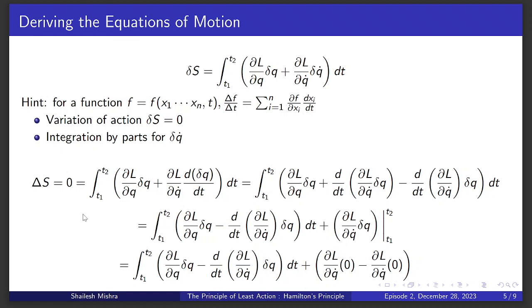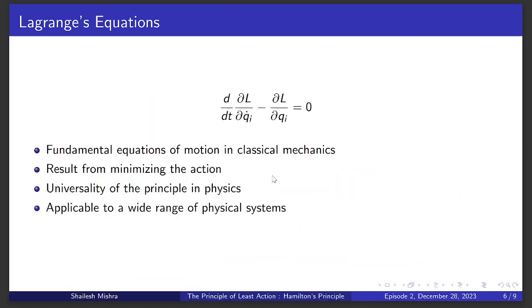Continuing with our derivation, after performing integration by parts, we are left with an integral expression and a boundary term. Due to the specified boundary conditions, delta q of t1 equals delta q of t2 equals 0, the boundary term vanishes. This leaves us with an integral that must equal 0 for all values of delta q. This leads us to Lagrange's equations.